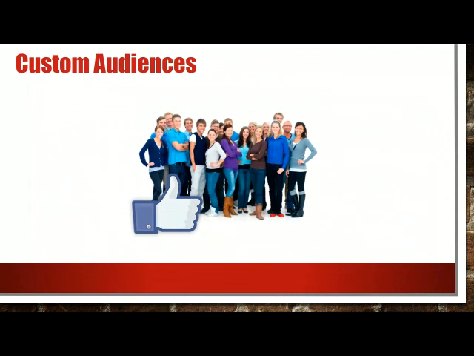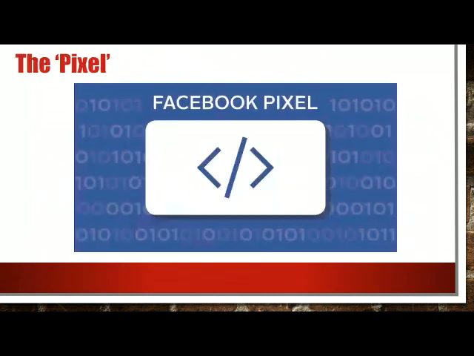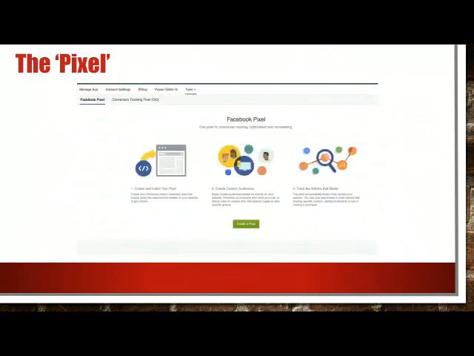So let's also talk a little bit about custom audiences. There is some targeting that they give you to start to target specific groups of people. The Pixel, this is the Facebook retargeting, what people call it, and really it's just a piece of code that you need to put onto your website, on every page of your website.